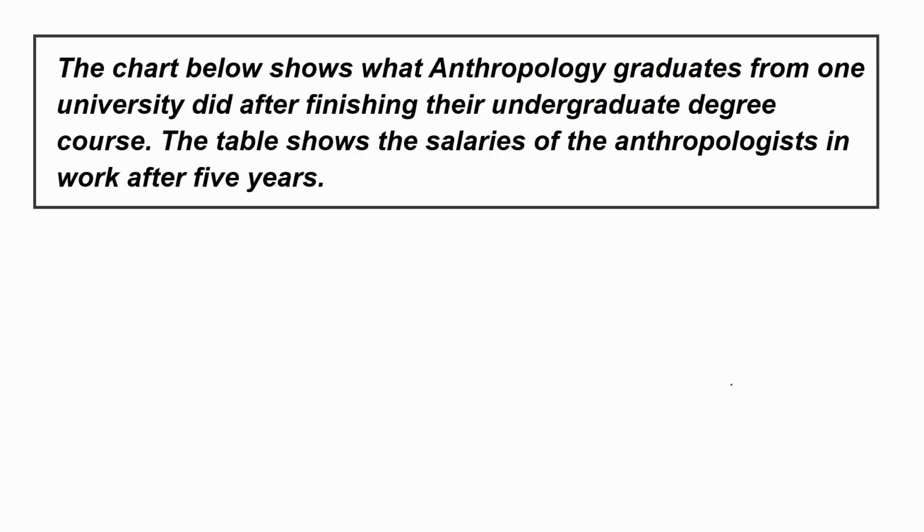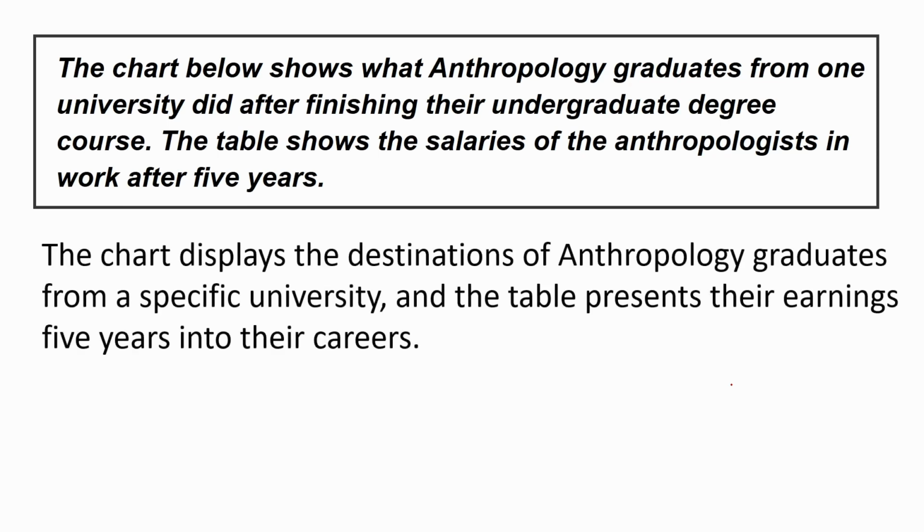The first thing to write is the paraphrase. This is my paraphrase. The chart displays the destinations of anthropology graduates from a specific university, and the table presents their earnings 5 years into their careers. The first change, as usual, is to delete the word below because there is nothing below my writing. Instead of shows, I use displays. And instead of what they did, I used the destinations of them. And instead of from one university, I used from a specific university. And I combined these two tables by using and.